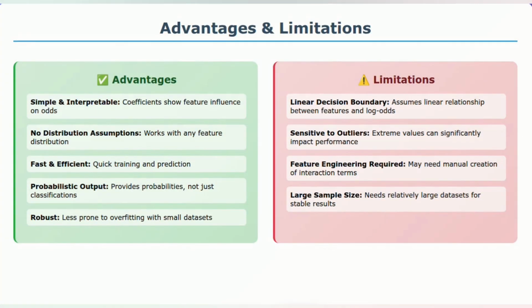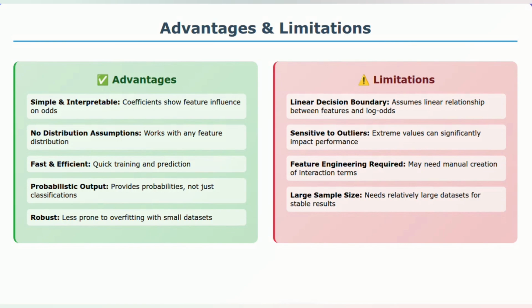Why is logistic regression so popular? Here are its key advantages. Simplicity and interpretability. The coefficients directly tell us how each feature influences the odds of the positive class. A positive coefficient increases the odds, while a negative coefficient decreases them. No assumptions about feature distributions. Unlike some algorithms, logistic regression doesn't assume features follow a normal distribution.